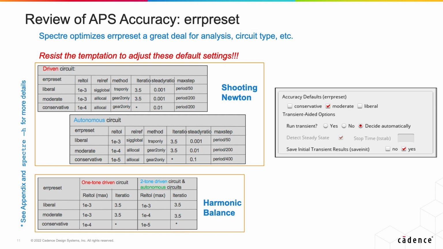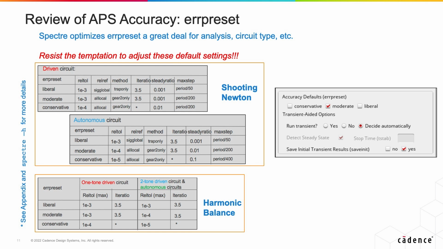What happens is, you can go into your Unix prompt and say spectre -h space PSS or spectre -h space HB or something like that. When you do that, you'll get a lot of information, but towards the end, you will actually get this table. What does it actually mean, for a driven circuit?